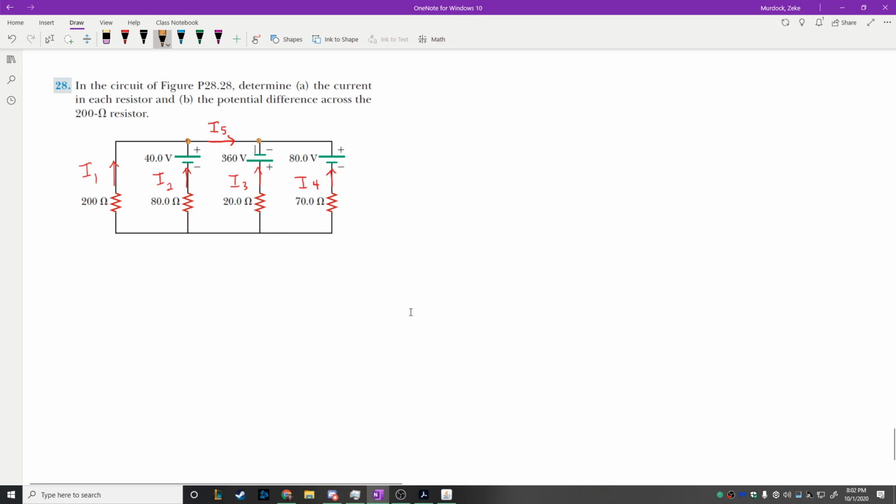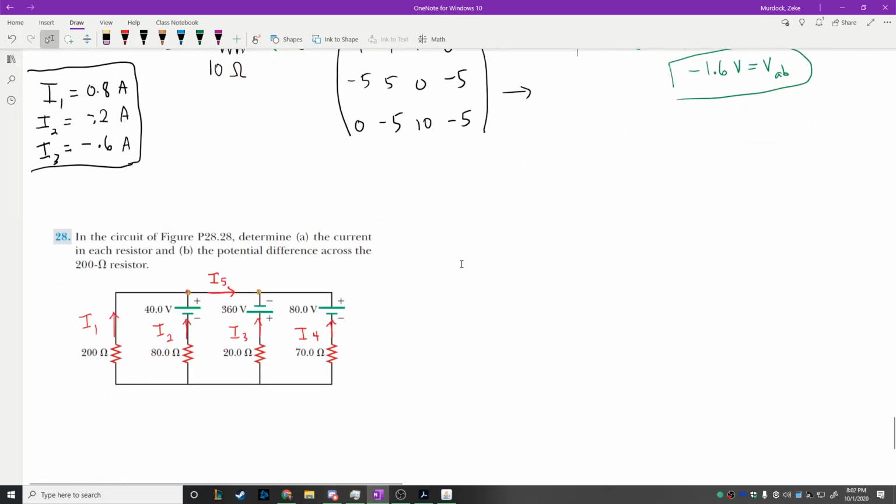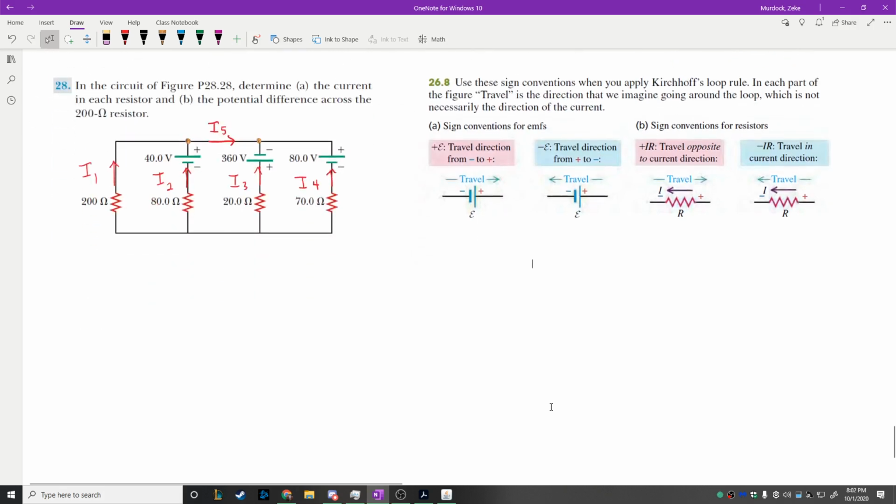Oh yeah, you want me to bring down the loop rule again? Sure, no problem. Or you just mean the conventions, right? Yeah. No problem. Okay, so there's that.